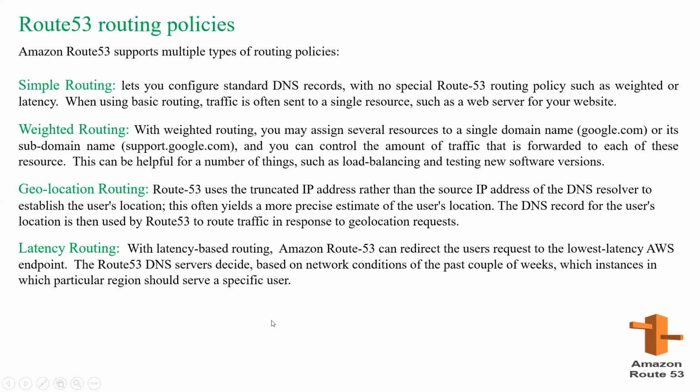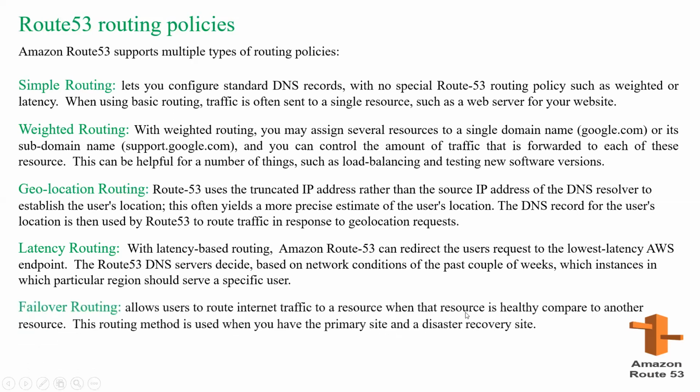All these things we can explore in our lab exercise to understand better in detail. All right. So there is one more routing policy. This is the last one, failover routing. Here, this allows users to route internet traffic to a particular resource when that resource is healthy compared to another resource. That means, let us say you have 2 EC2 instances. One is the primary and another one may be secondary, like for disaster purposes. If the primary server goes down, all the traffic should get diverted to the secondary web server. So here, we can choose this particular routing policy.